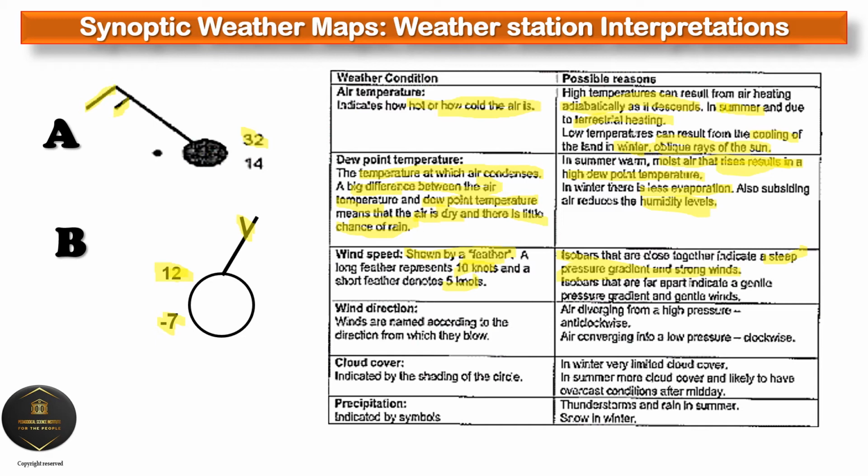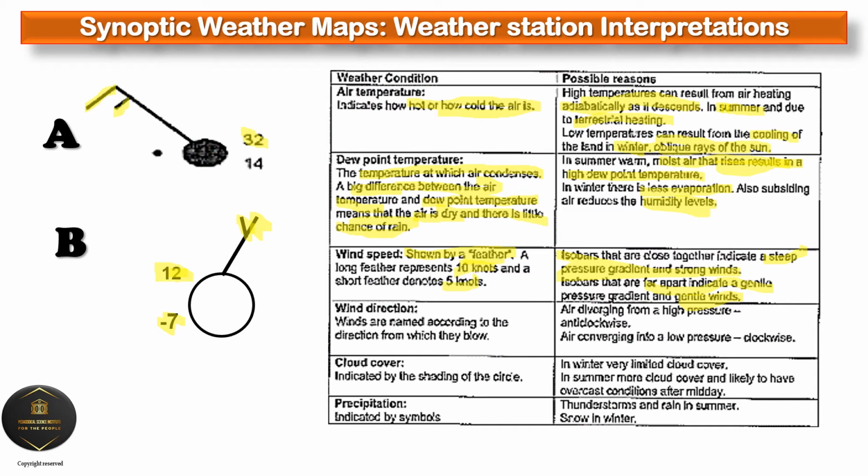While when the isobars are further apart, it means we have a gentle pressure gradient, and it means we are going to have gentle winds that range from 0 to 5 knots, as you had seen over there in weather station B.